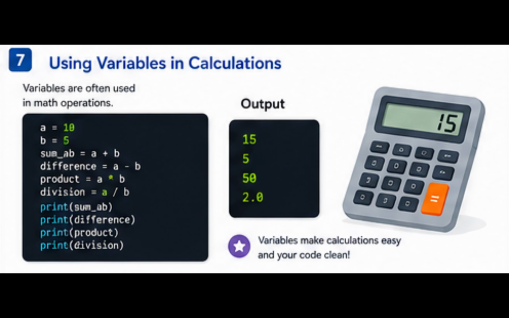Variables are called variables because their values can change. Here, the score starts at 80. Later, we assign a new value of 95. When this happens, Python replaces the old value with the new one. If we print the score again, we'll see 95 instead of 80. This ability to update information is what makes programs dynamic. Games update scores, apps update settings, and websites update user information using variables.